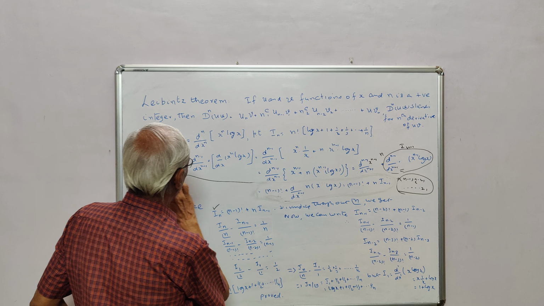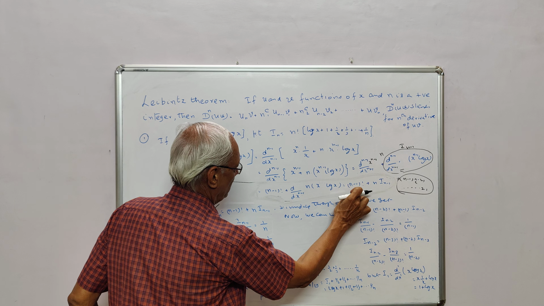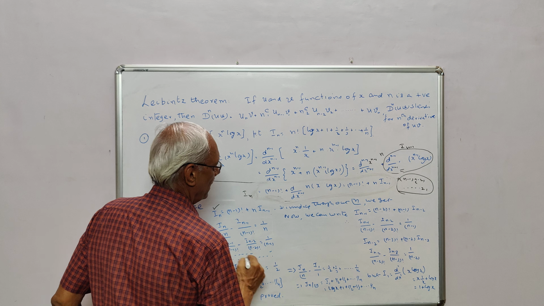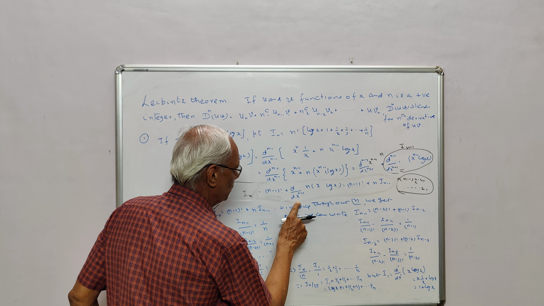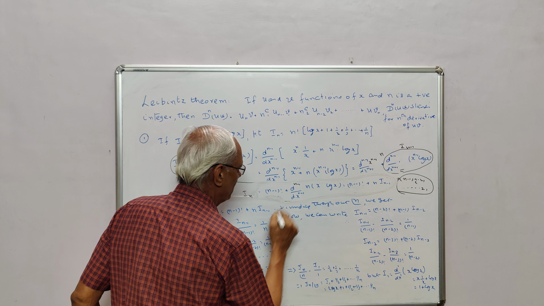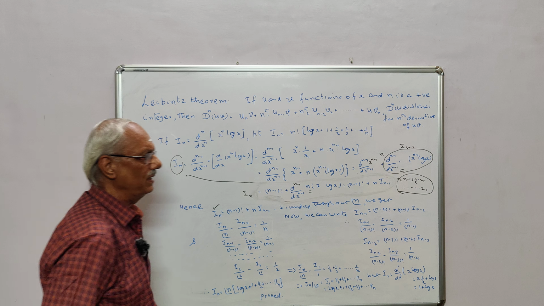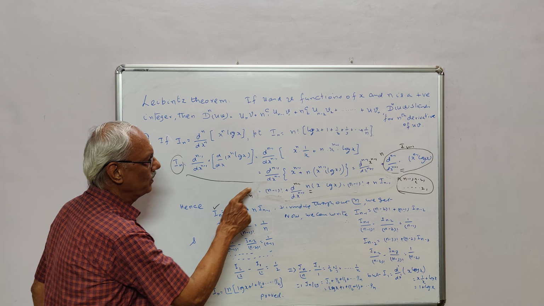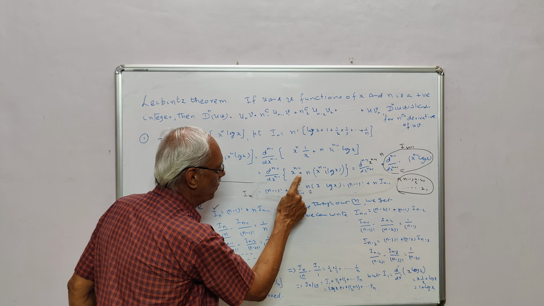So you will get I_n = (n-1)! into d^(n-1)/dx^(n-1) of... into (n-1). Can you catch how I get this? So I_n, I am able to write it in this fashion. I explained to you how you get this.